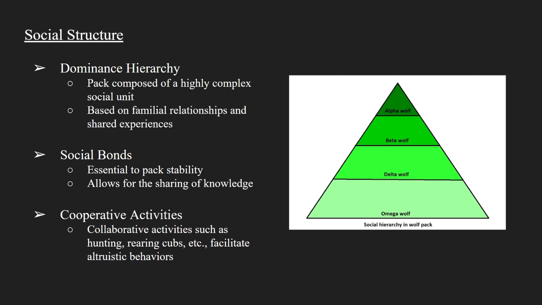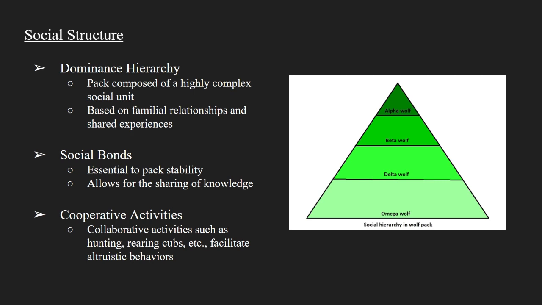The social structure of canines takes the form of a dominance hierarchy, as we see here on the right. This hierarchy is composed of a highly complex social unit consisting of an extended family of parents, offspring, siblings, aunts, uncles, and occasionally unrelated dispersers. The hierarchy is based on familial relationships and shared experiences and helps minimize conflict and maintains order within the group. Subordinates generally defer to the dominant individuals.